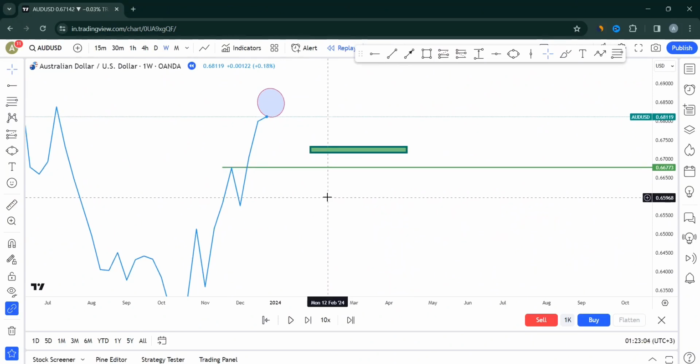It will save you from false breakouts. It will save you from making half-baked decisions, right? Let me just give you an example.